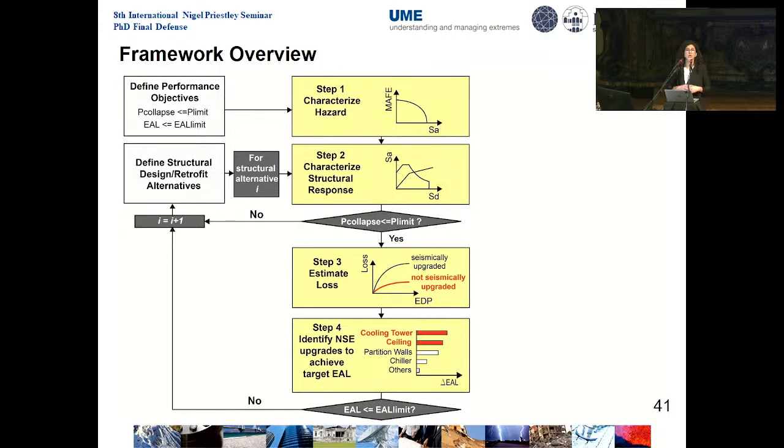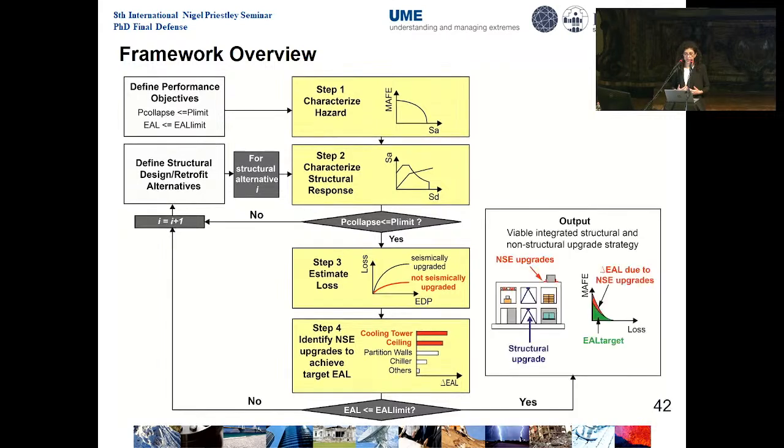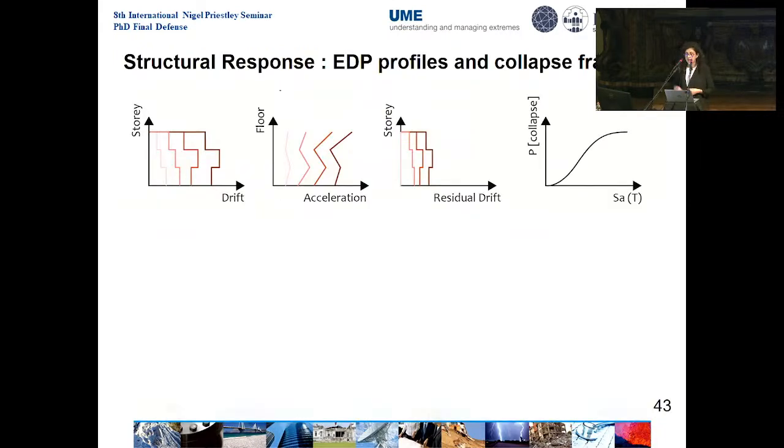Now, even by upgrading all non-structural elements inside a building, if we are not able to achieve the expected non-loss performance objective, then again, the structural design needs to be modified. On the other hand, if we are able to achieve it, then we have obtained our output, which is a viable integrated structural and non-structural upgrade strategies.